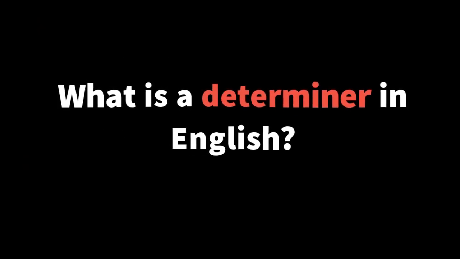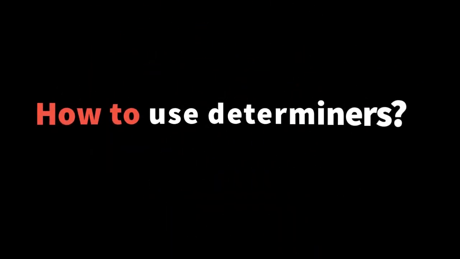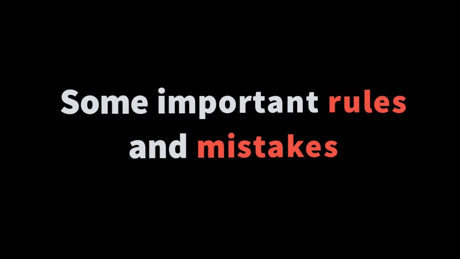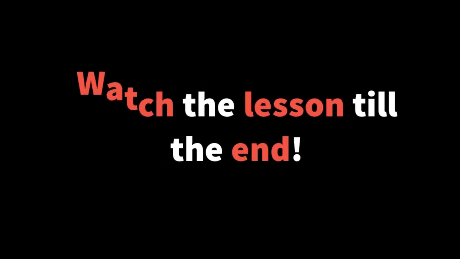And guys, today we are going to learn a very important topic in English. That is a determiner. So in this lesson, we will understand what is a determiner, how many types of determiners we have in English, right? How do we use it? We'll also look at some common mistakes that we make. So this lesson is going to be very informative. Make sure you watch it till the end. I'm excited. Hope you too.